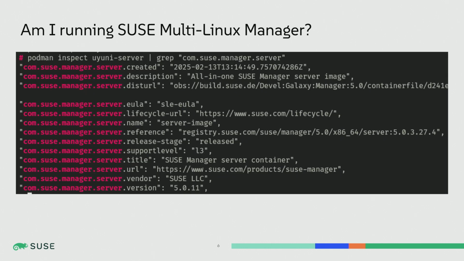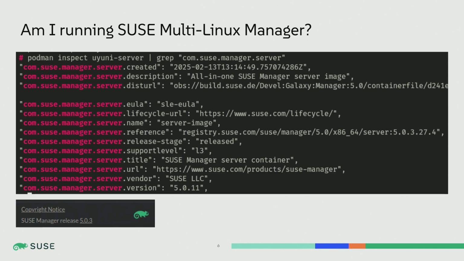So next, this one. So podman inspect uyuni-server, and then I'm grepping for SUSE Manager server. When you see this, it is a SUSE Manager server, because these labels here are added at build time by our internal build service, and only SUSE Manager has them. You have several different ones for Uyuni and SUSE Manager. This is reliable. And in the web UI, you have that in the corner at the bottom. This is reliable as well.